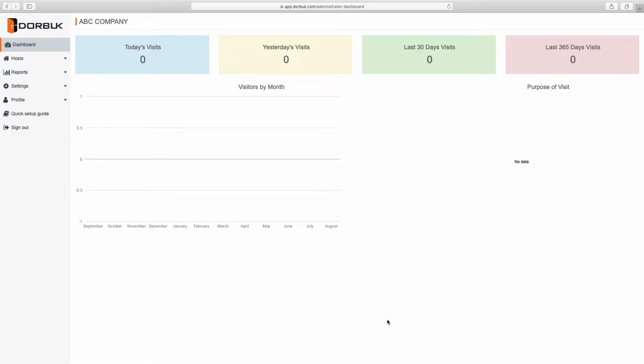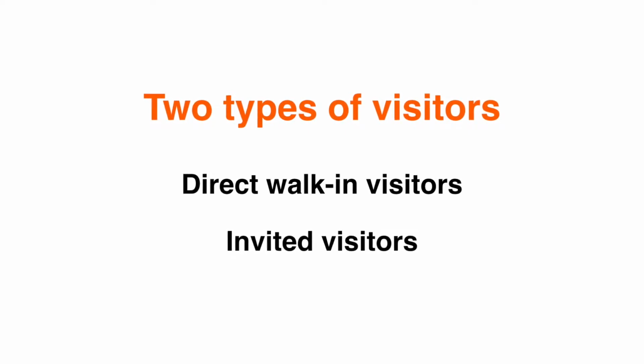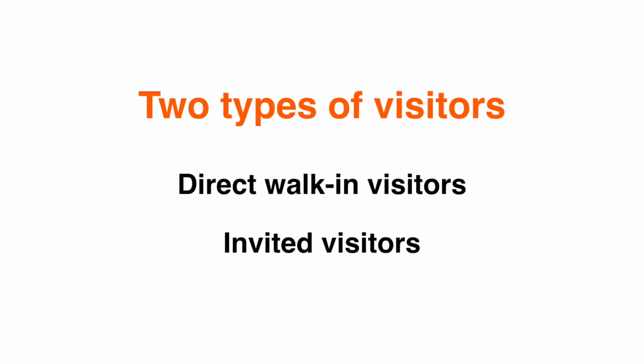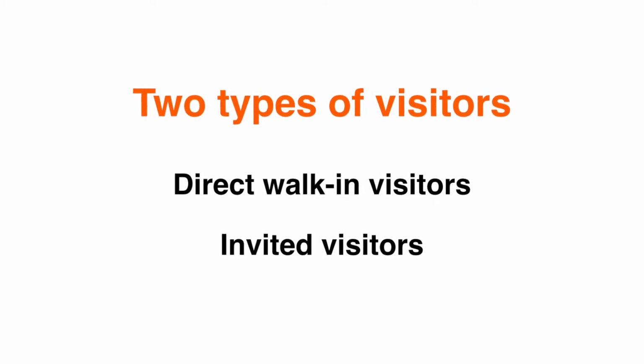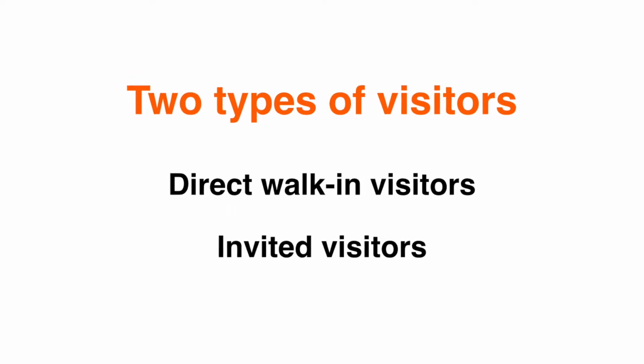registration process. Before getting started, you need to know how Dorbuk works. There are two types of visitors. First one is direct walk-in visitors, who can check in and check out by entering their details in the self-service kiosk or by providing their details to the receptionist or security officer.